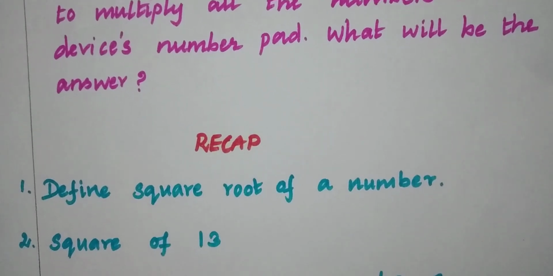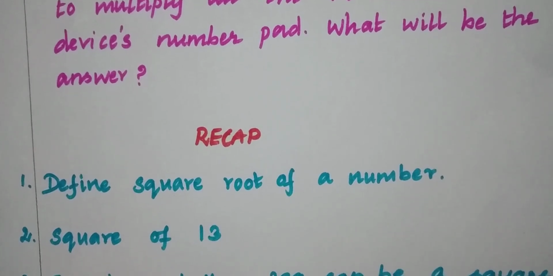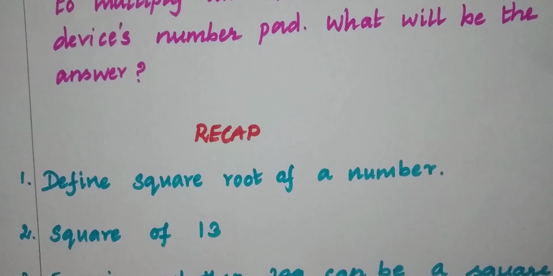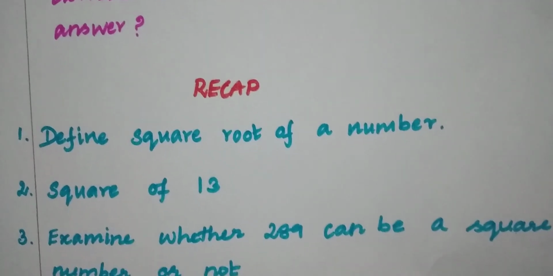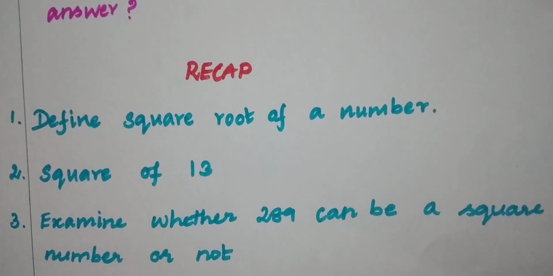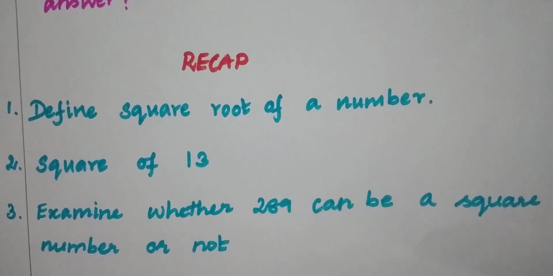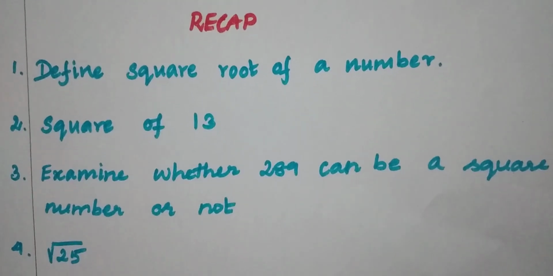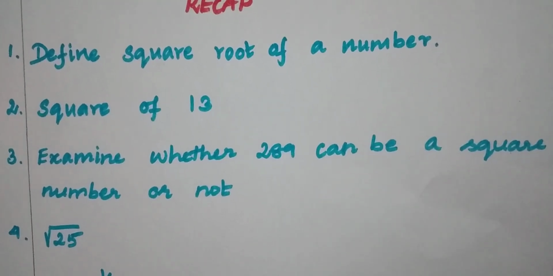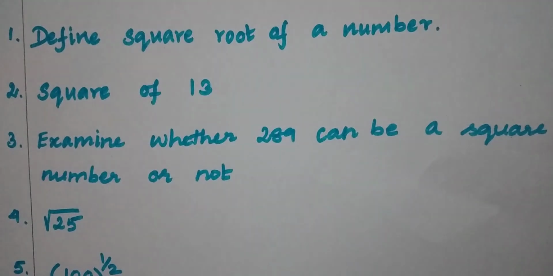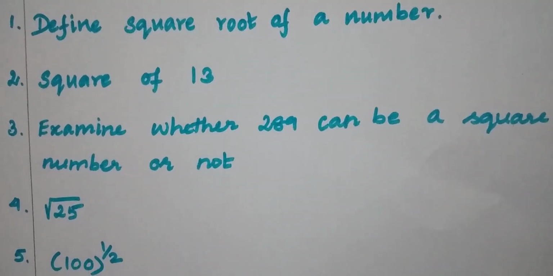What's the value of the square root of 13? 13 13s are 169. Examine whether 289 can be a square number or not. The number 289 is nothing but the square of 17. The value of root 25 is dash. The answer is 5.